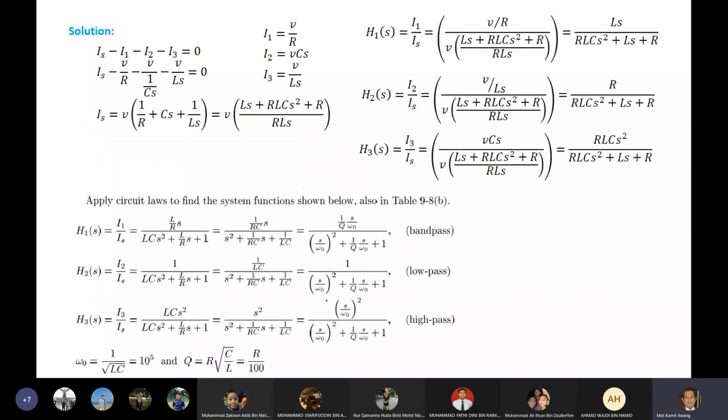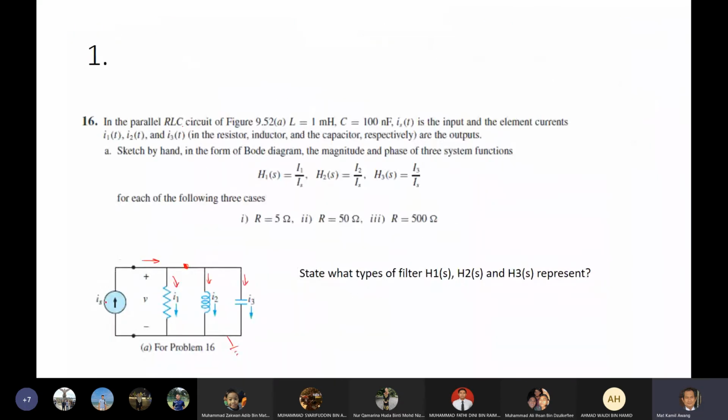Therefore, you can write the KCL, Kirchhoff's current law. So IS minus I1 minus I2 minus I3 equal to 0. So IS equal to, what is I1? Ohm's law, V over R, because the voltage is usually V. So V over R, because this is R here. R, L, and C.